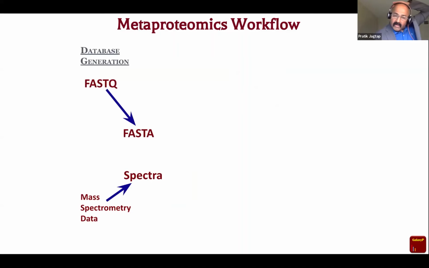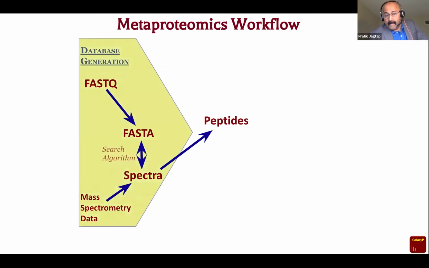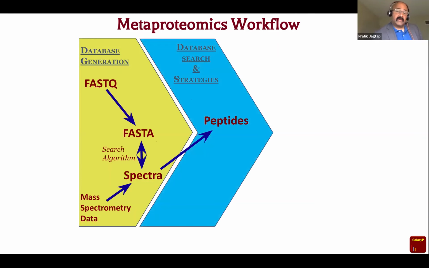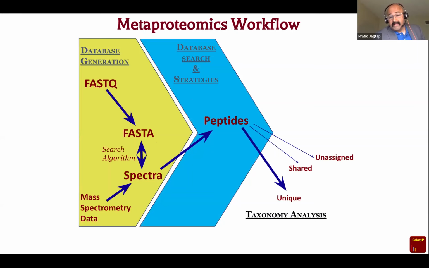For example, if you generate mass spectrometry data from the sample that you're studying, you can use a FASTQ file from your metagenomics or metatranscriptomics data and generate a protein FASTA file. Then you match these spectra against the protein FASTA file to detect your peptides. There are quite a few database generation methods available. We also have multiple database search strategies available, including some strategies that handle searches for larger databases.